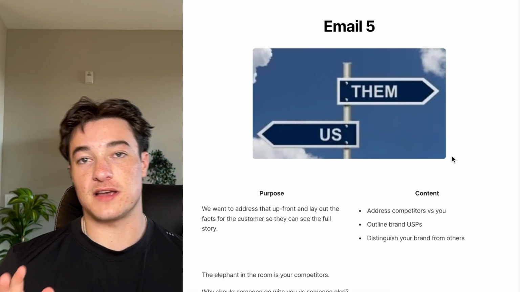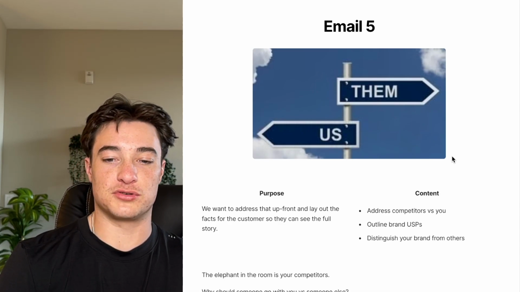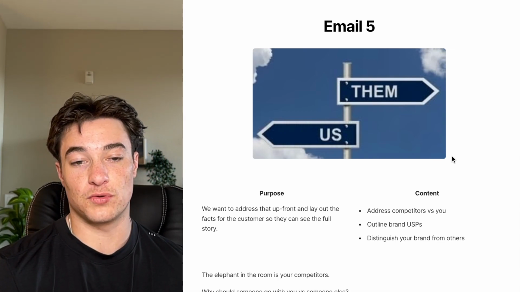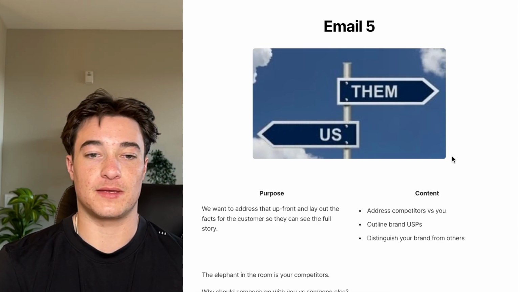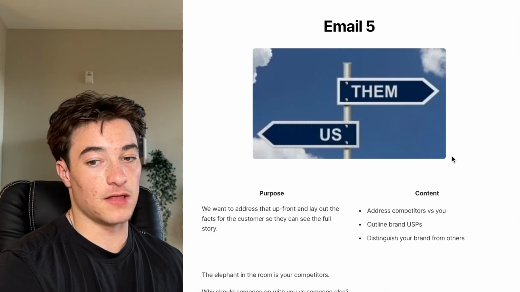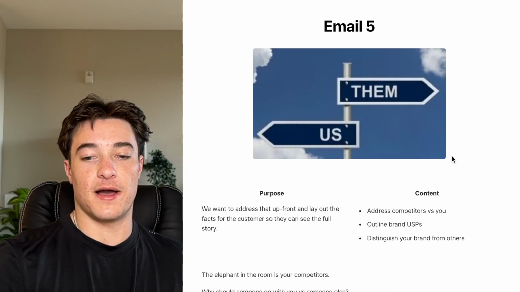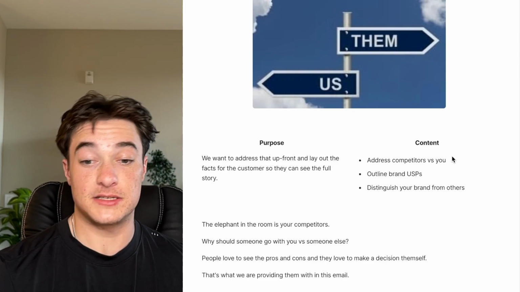Next, email 5 is us versus them. So the purpose, we just want to address up front and lay out the facts for the customer so that they can see the full story. So the content, address the competitors versus you, where you guys stand, how you differ. Outline your unique selling propositions, and then distinguish your brand from others. So kind of when somebody joins your brand, the elephant in the room is your competitors.